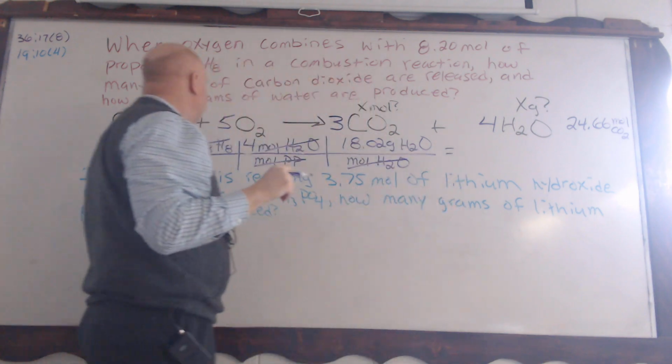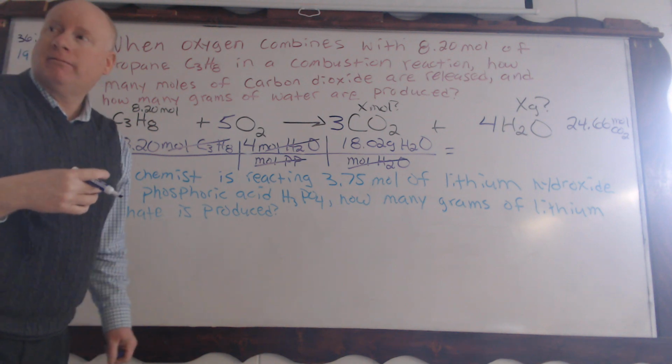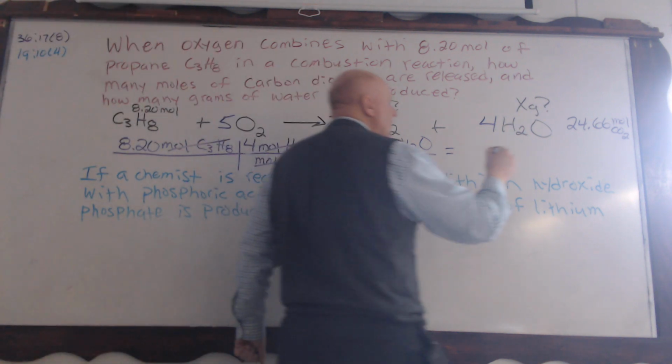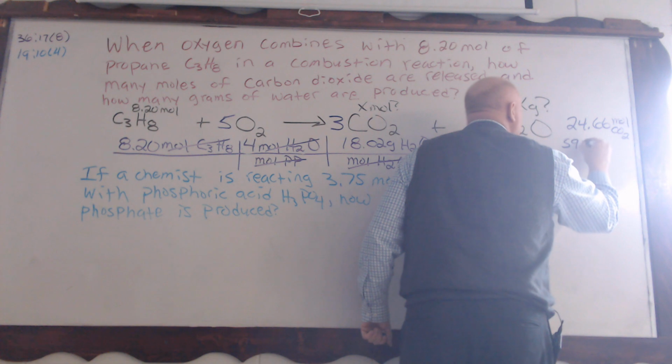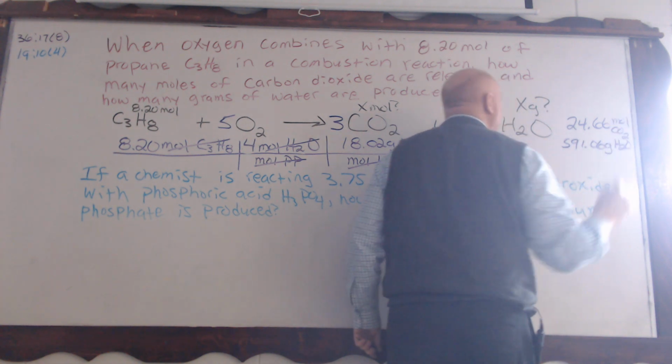So in this case, 8.2 times 4 times 18.02, and that gives you what? 591.06 grams of water. Okay?